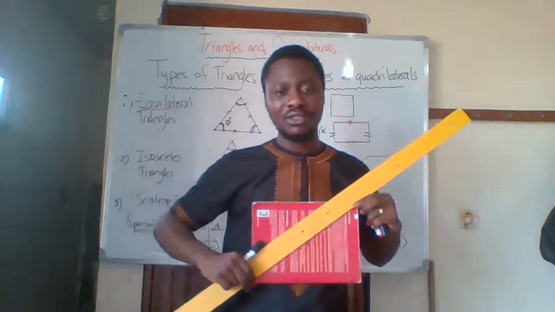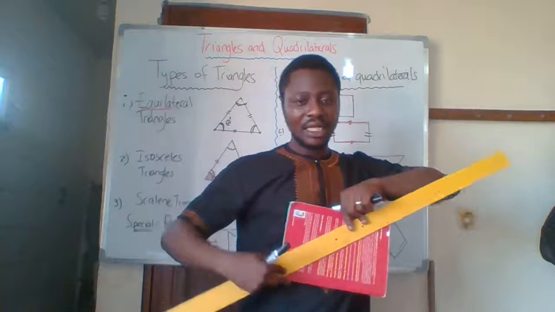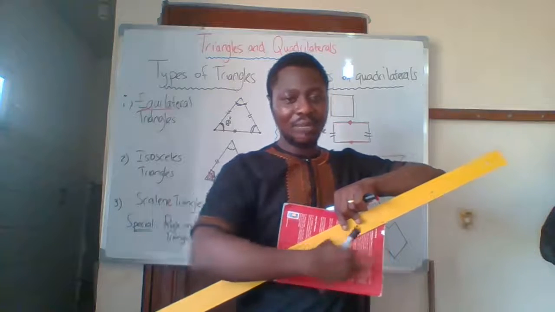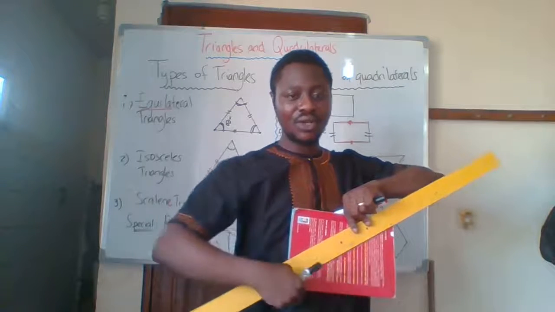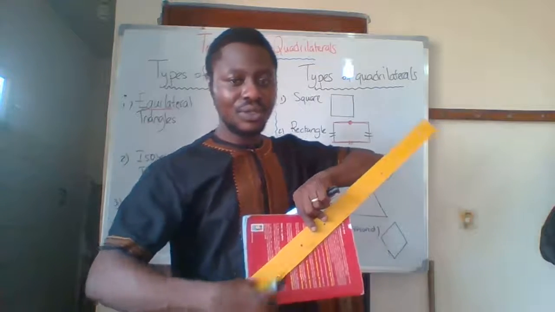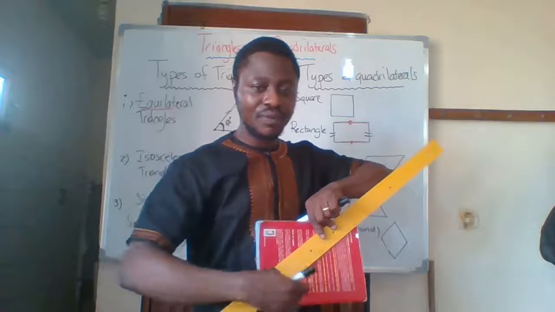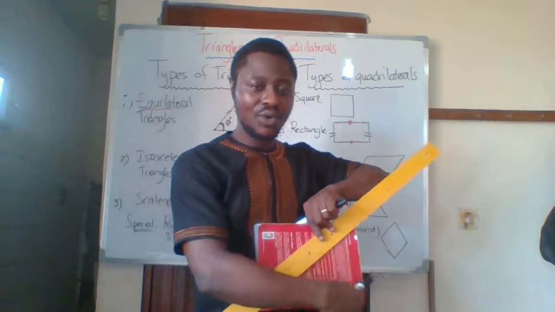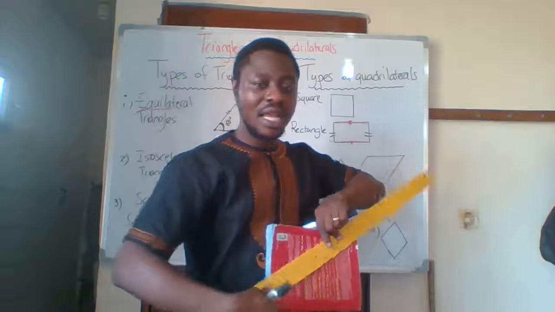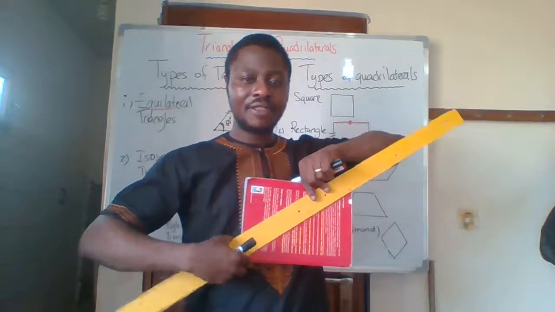So I would draw this diagonal, and when I draw the diagonal, I divide my book into two triangles. There's a triangle at the top and a triangle at the bottom. If we look carefully at this triangle, there's a square corner here, and the three sides are all different in length.